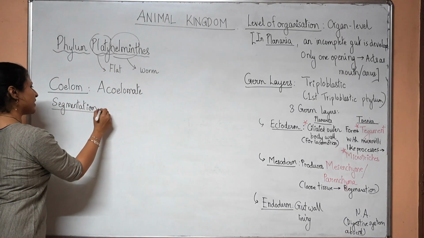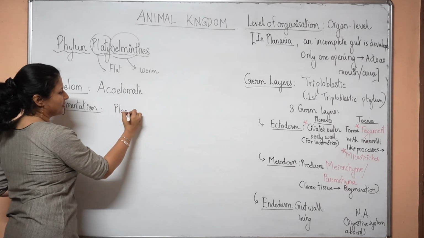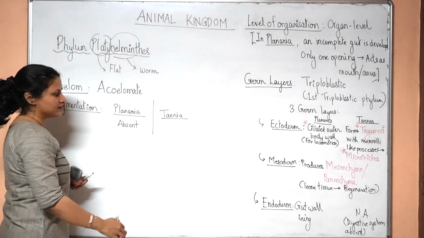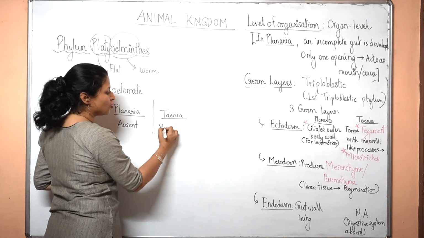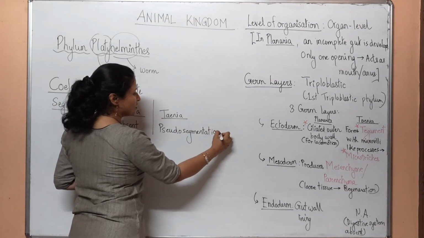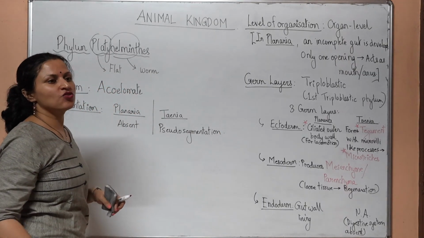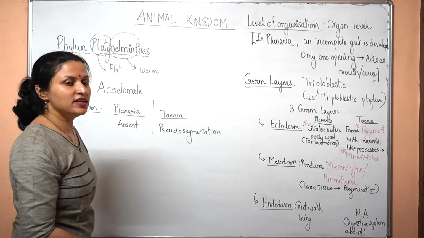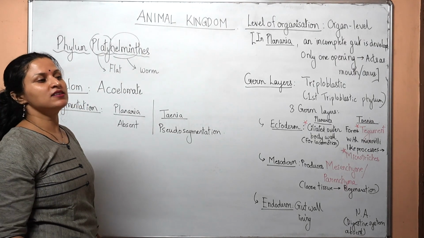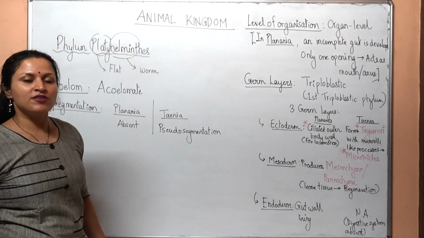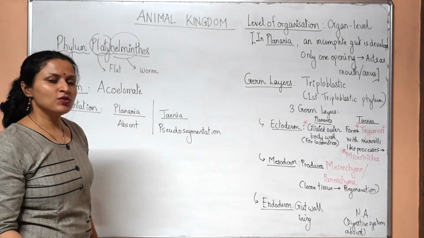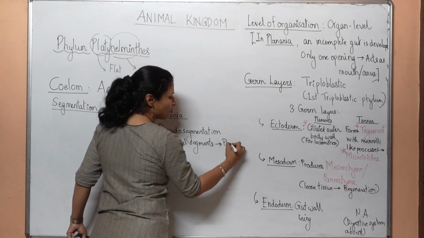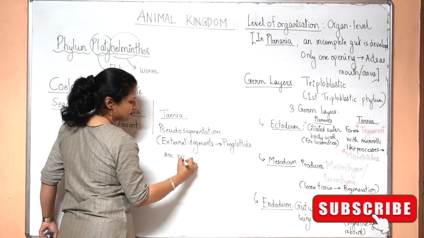Segmentation. When it comes to segmentation, in case of planaria, segmentation is absent. But how about taenia? In case of taenia, it shows pseudo segmentation. Pseudo segmentation is a type of segmentation which is only external. Only the external parts will be repeated. In case of taenia, the external structures called proglottids are repeated throughout the body. It is an example of pseudo segmentation or pseudo metamerism. External segments called proglottids are repeated.